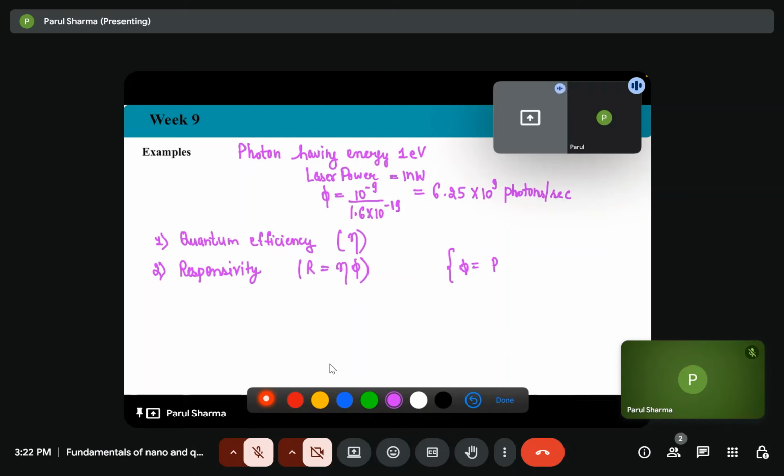I'm writing that phi is equal to photon flux. So now, if we have a continuous laser, and the photon energy is 1 electron volt and the laser power is 1 nanowatt, then the photon flux is 6.25 into 10 raised to power 9 photons per second. And what if we have the pulse laser?